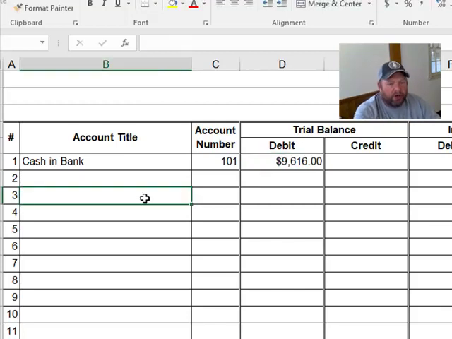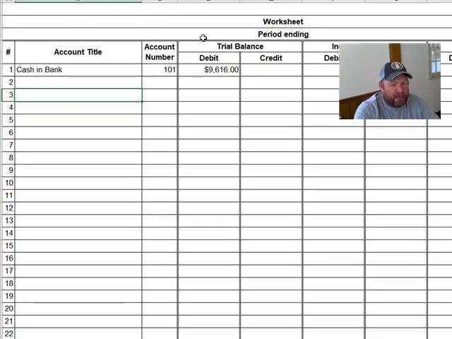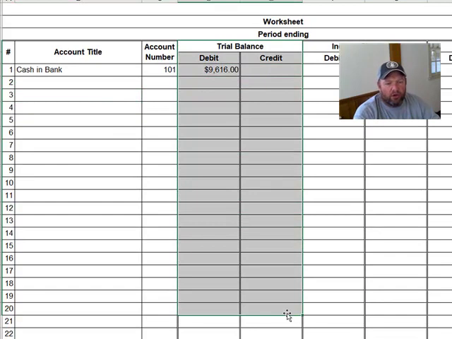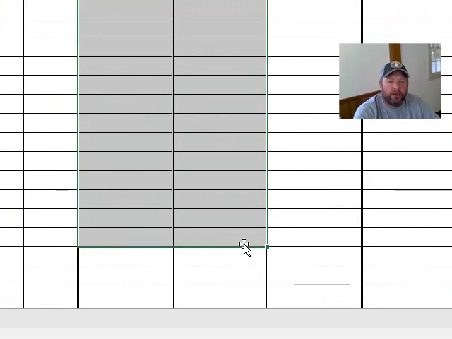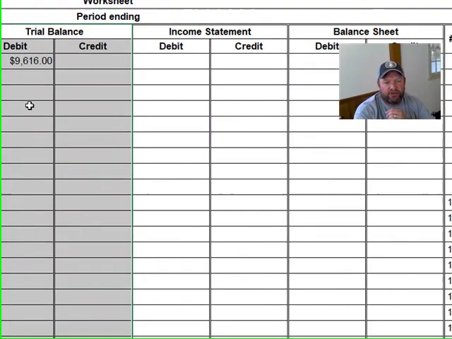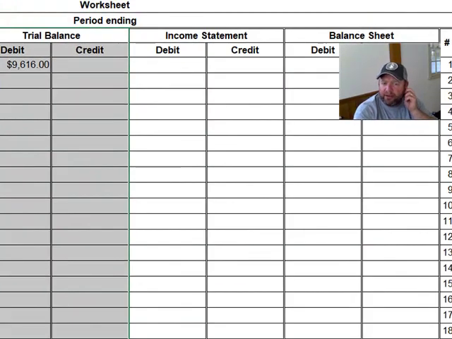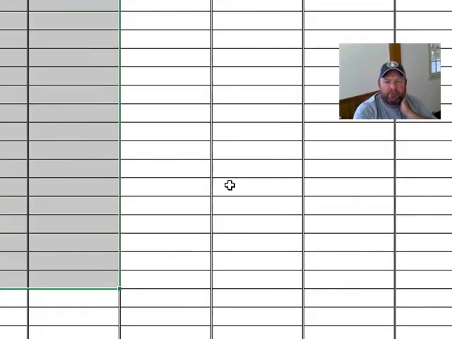You're going to list each of those accounts in this section right here, the trial balance, debit and credit. They'll either get a normal debit or a normal credit balance. List all of the accounts. When you're done, remember, assets, liabilities, owner's equity, and withdrawals get moved over to the balance sheet. So you take all those and copy them over to the balance sheet. All revenues and expenses get copied over to the income statement.